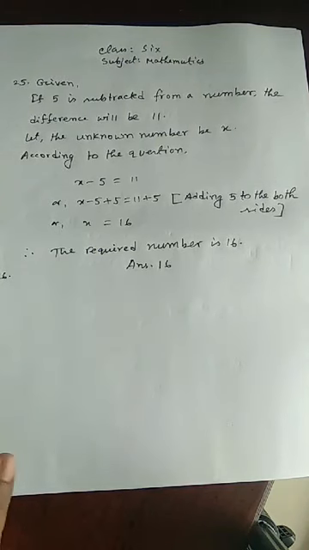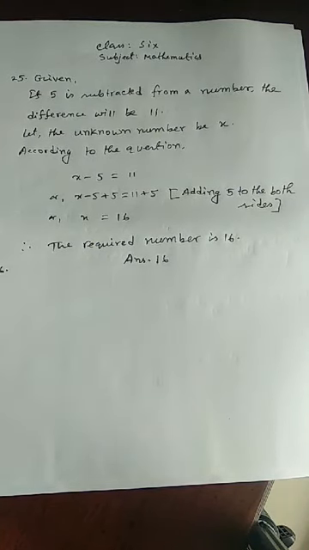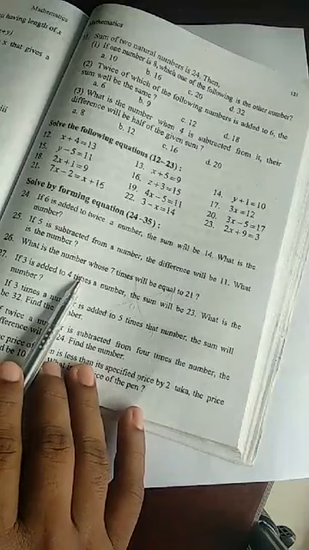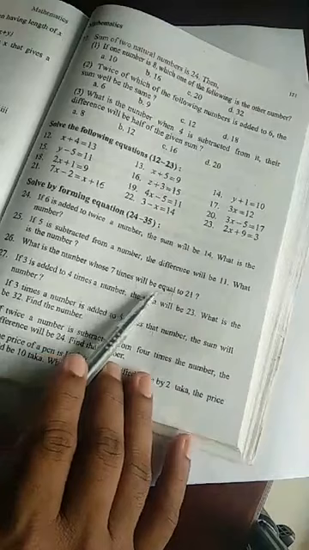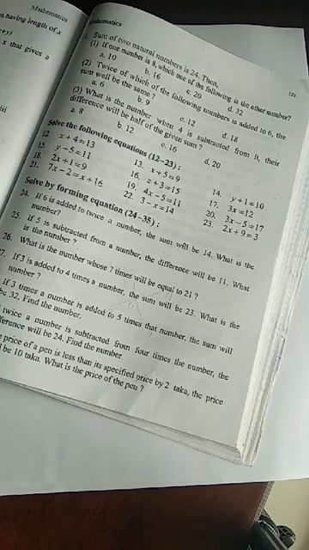Okay, now I am going to solve 26th number. You see what is written here. 26. What is the number whose 7 times will be equal to 21? That means you have to consider the number as x, so it will be 7x. Given, 7 times of a number will be equal to 21.